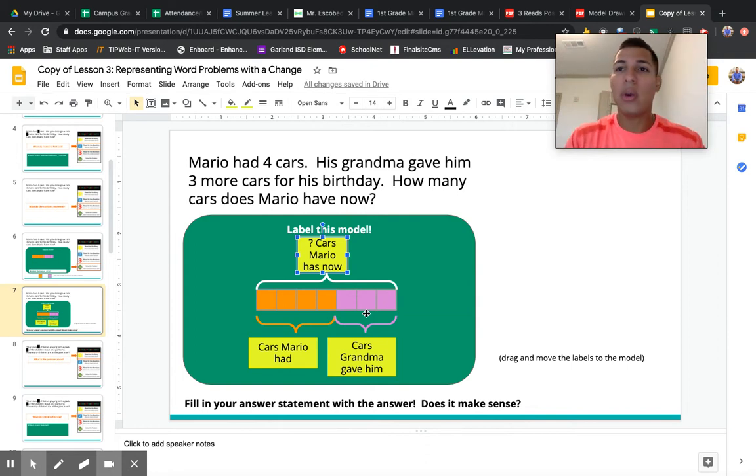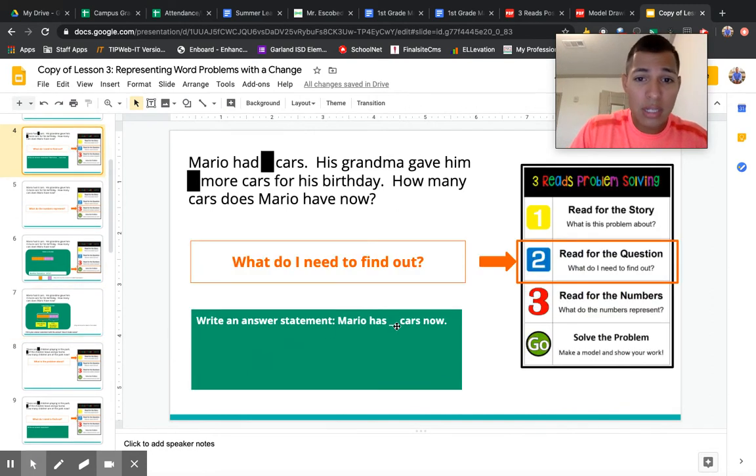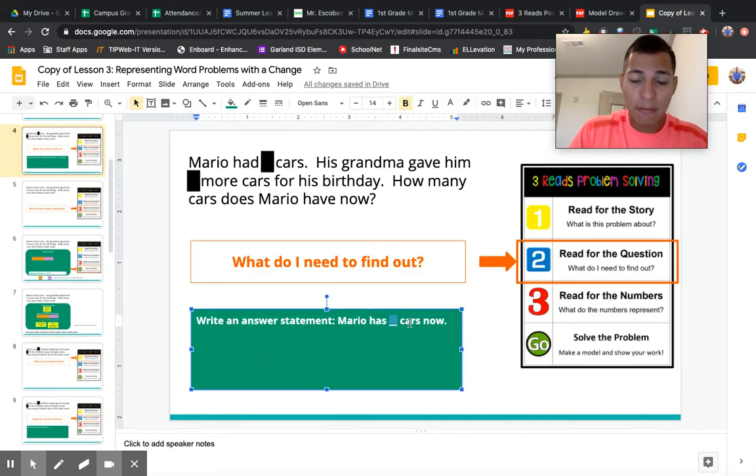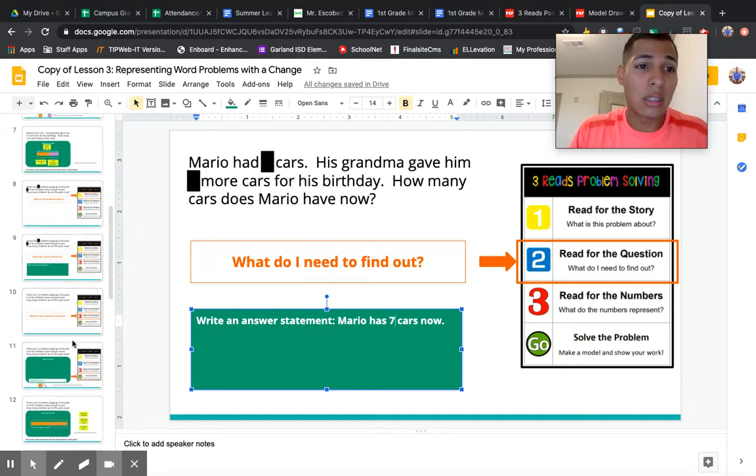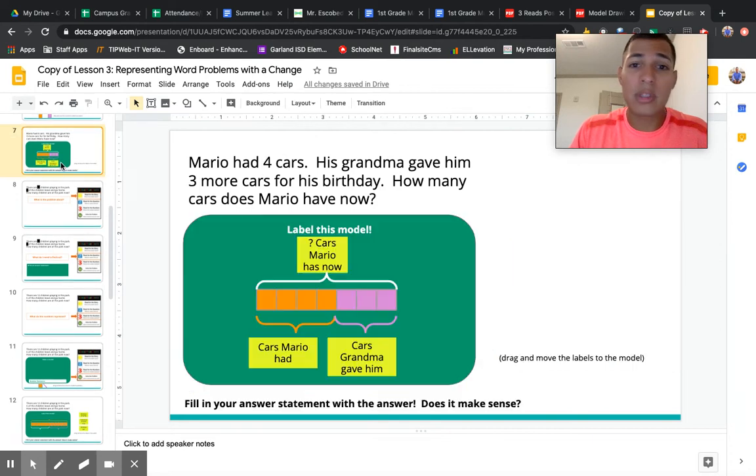So cars Mario has now. And we know how many cars he has now. We figured it out yesterday. So we could go back up to our written answer statement. We could fill in this with the number 7. Mario has 7 cars now. We solved it with some model drawing, right?